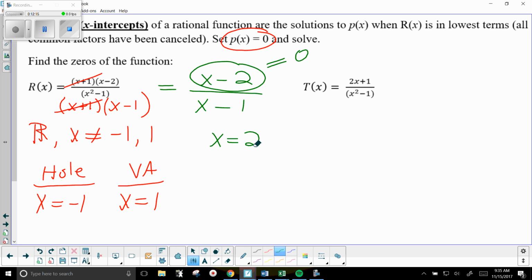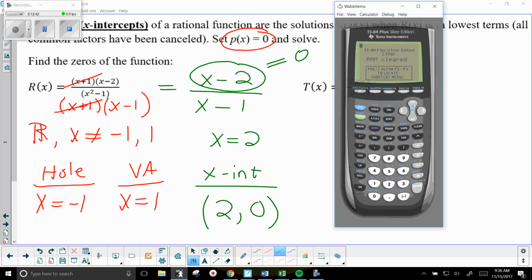Now I always like to write x-intercepts as points so we don't get confused with all these x equals and y equals and all these crazy things going on. So what is an x-intercept of 2 written as? 2, 0. Over 2, up 0. So write it as a point (2, 0). Set the numerator equal to 0 after you cancel.